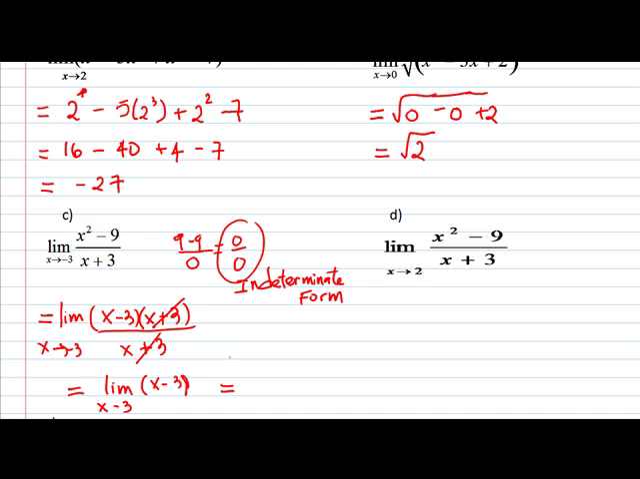Now we can evaluate this, because minus 3 is now inside this domain. It's a linear function. A linear function has the domain of all real numbers. So minus 3 is inside that domain, and therefore I can evaluate this limit by using the theorem, which is minus 3 minus 3, equal to minus 6.